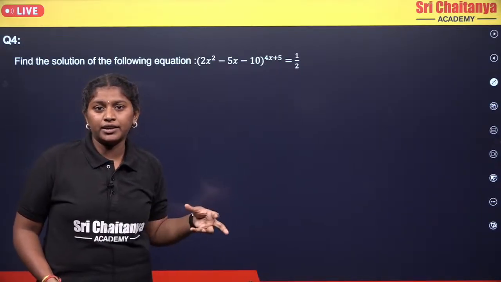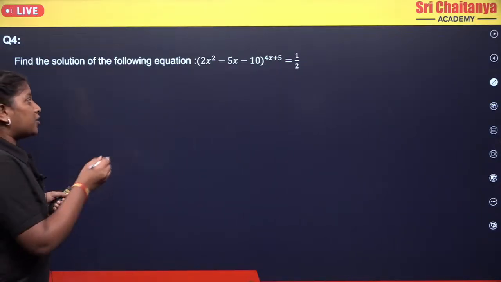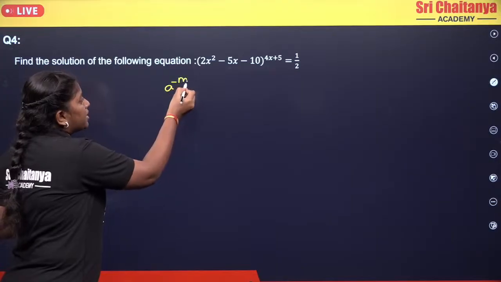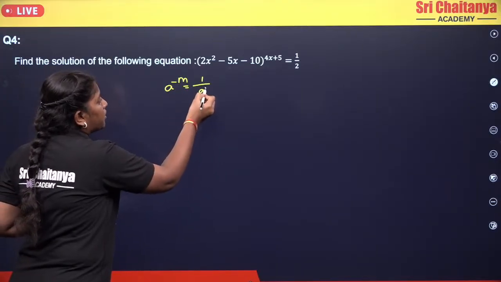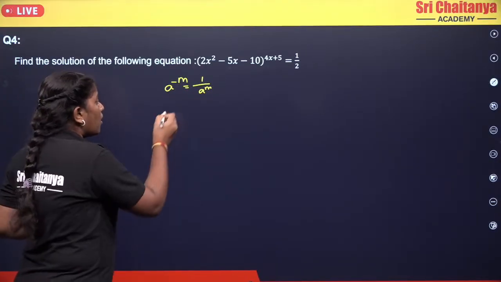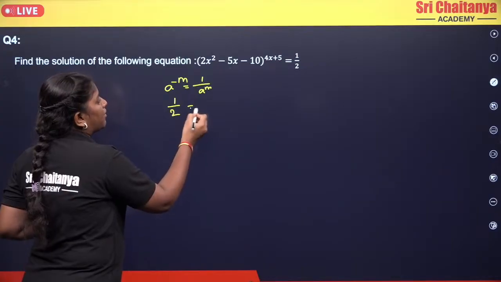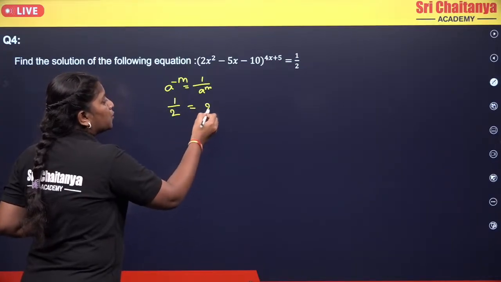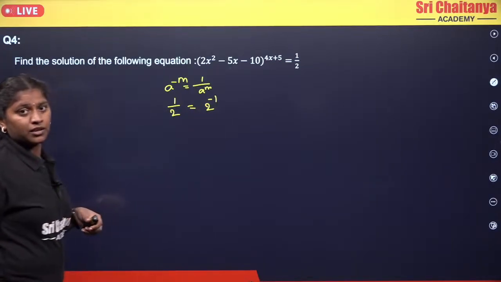So how can we write it? I told you that a to the power −m can be written as 1 by a to the power m. So whatever 1/2 we are having, can we write it as 2 to the power −1? Why?